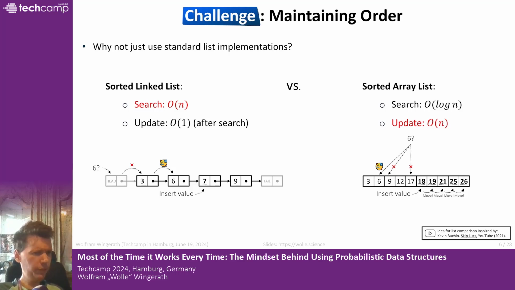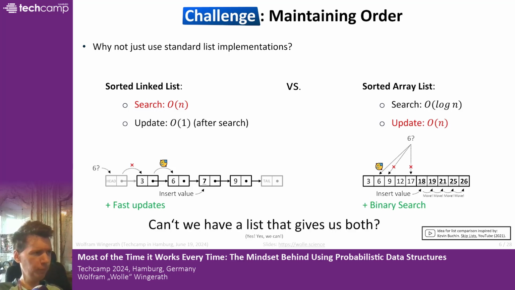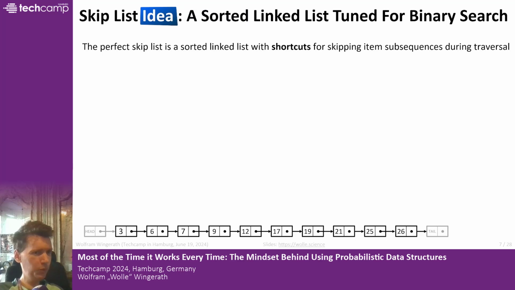So summing up, the cool thing about standard lists is that sorted lists, linked lists, give you fast updates, and array lists give you binary search, which is cool for logarithmic search complexity. But can't we have a list that gives us both? Yes, the thing is we can, and that's skip lists. And that's now the beauty part.